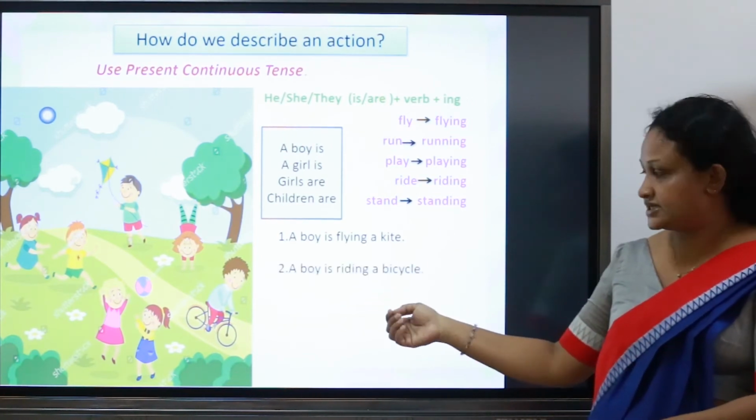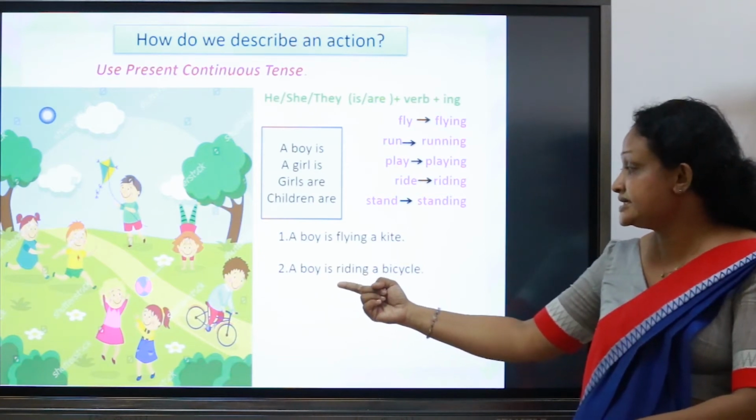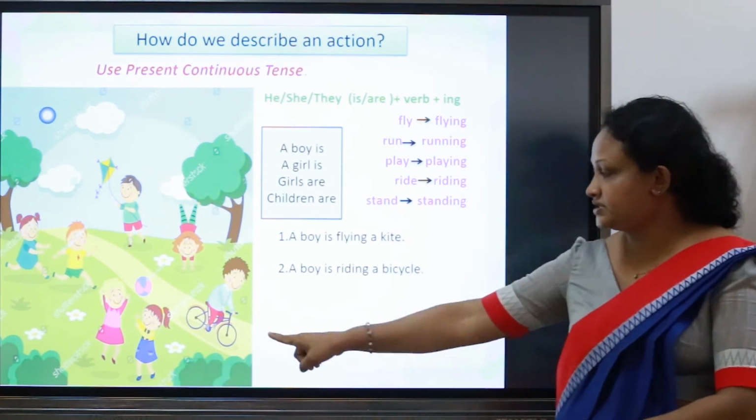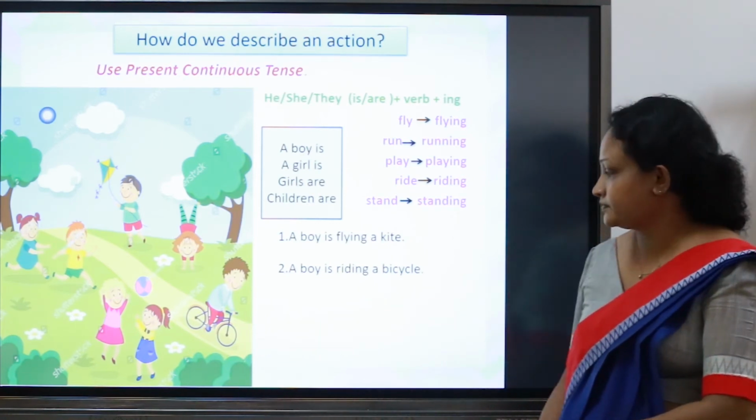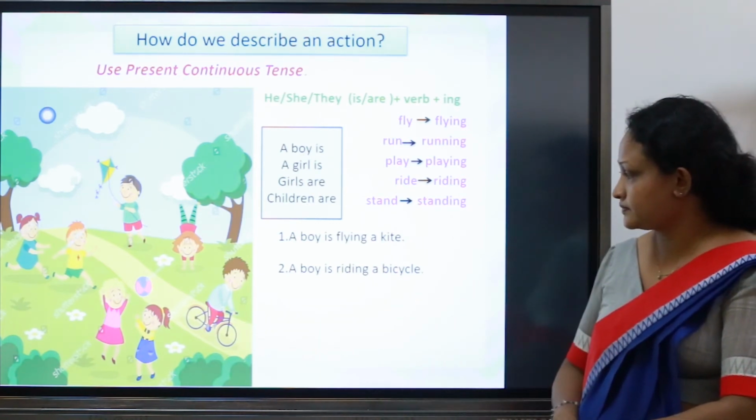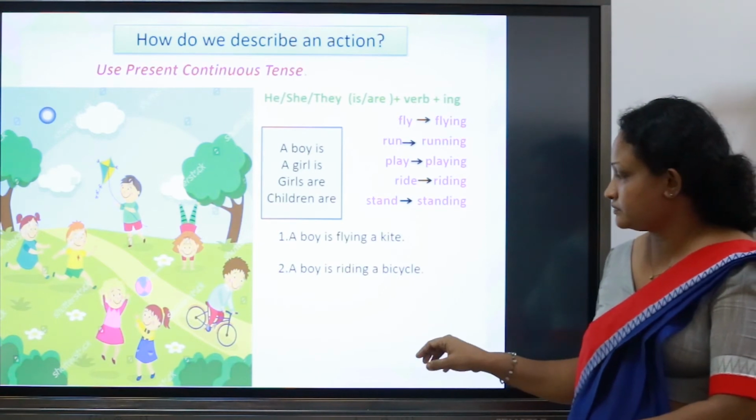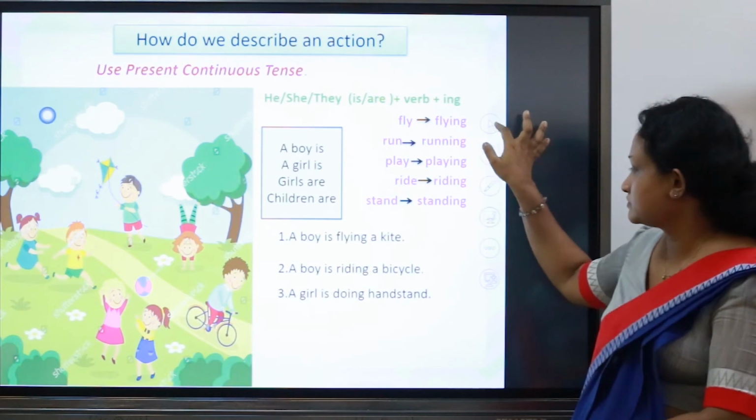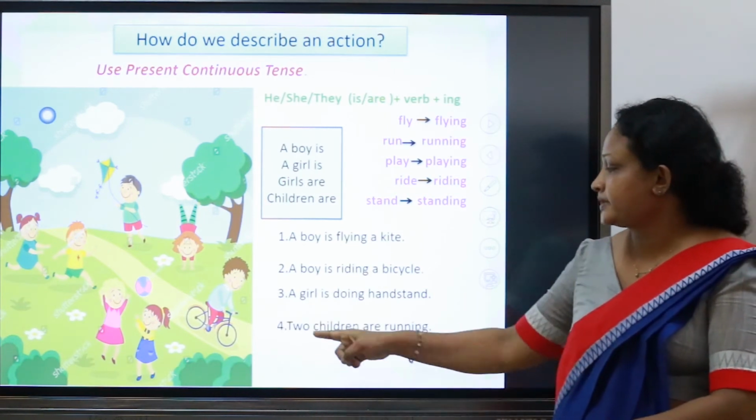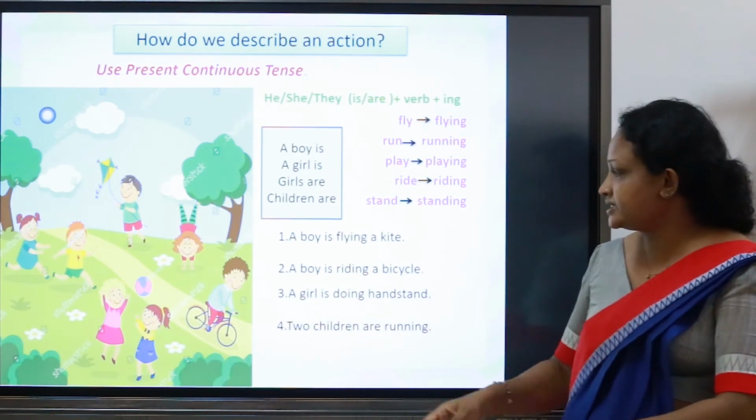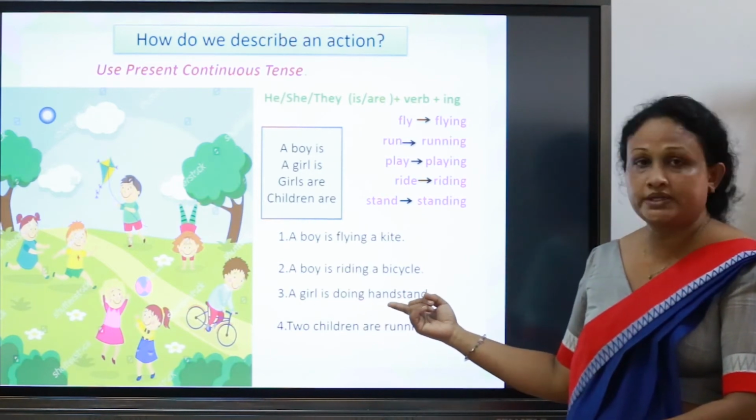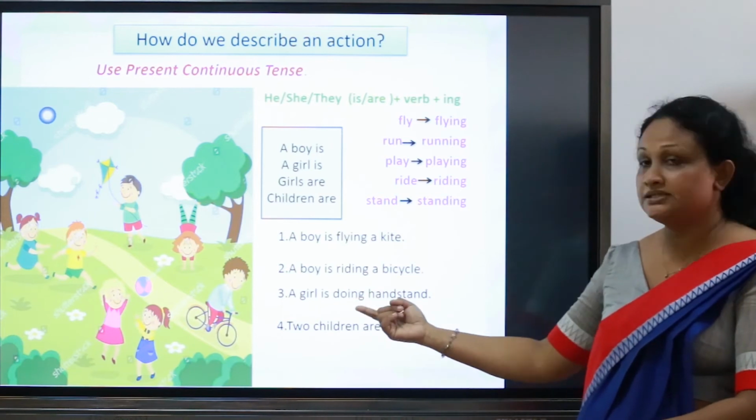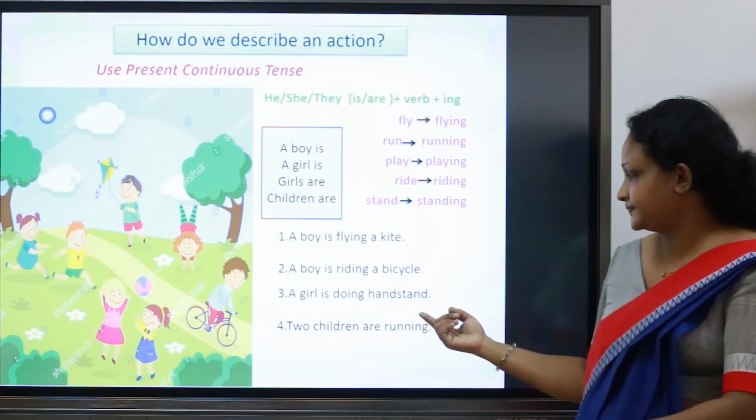The second sentence, a boy is riding a bicycle. Here you can see it. As the third sentence, you can write a girl is doing handstand. Here in this picture you can see this. A girl is doing handstand.